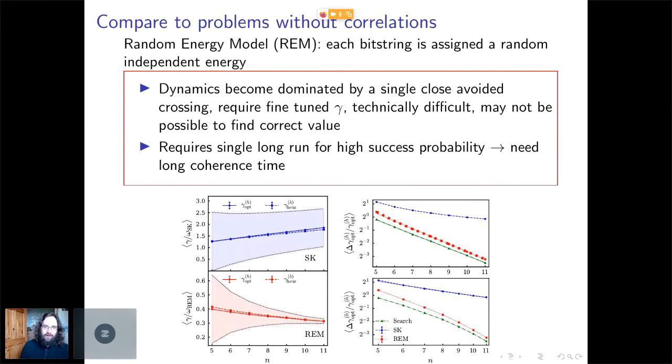The behaviors are all looking very different than unstructured search, which in this case is good because we don't want to have finely tuned parameters. Both because that's experimentally difficult and because if you don't know what the parameter is beforehand, if you can't calculate it by hand, then your algorithm's not actually useful if you don't have some way of getting that.